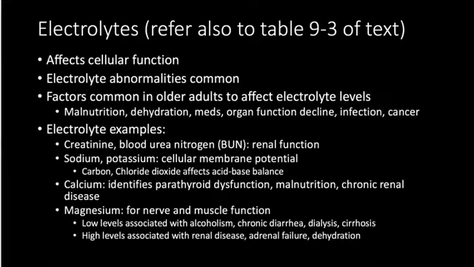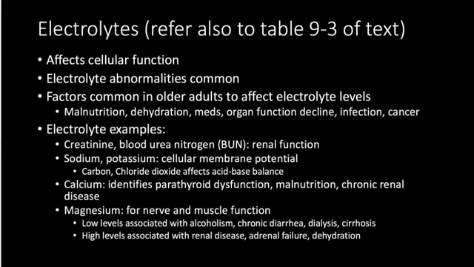Some electrolyte examples: creatinine and blood urea nitrogen or BUN are reflective of renal function. Sodium and potassium are going to affect cellular membrane potential. And carbon dioxide and chloride are going to affect the acid-base balance.